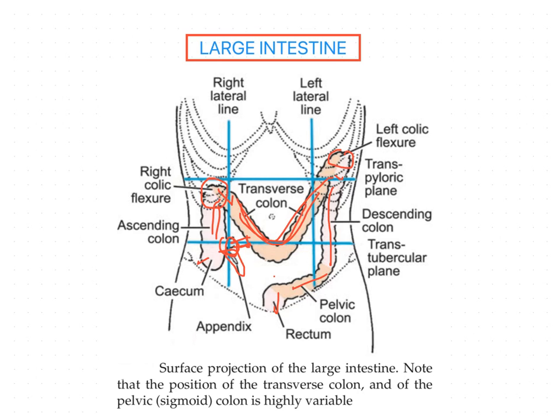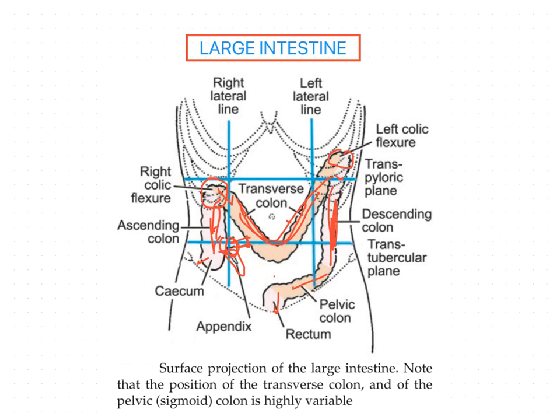So these are the main points, the introduction to the large intestine. If you see the peritoneal relations, the ascending colon and the descending colon are retroperitoneal. They are covered by peritoneum on the front and sides only, but posteriorly they are in direct contact with the abdominal wall. What are those two colons? Ascending colon and descending colon are retroperitoneal.